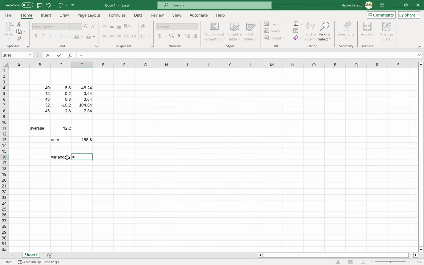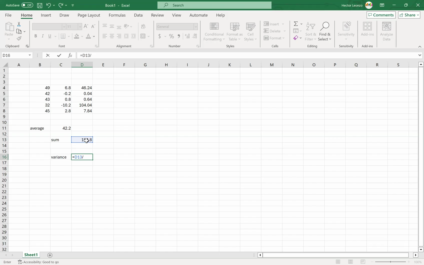I'm gonna go equals. It is the sum of the square deviations divided by... Now, very interesting thing. There's 5 numbers in our sample, right? So n is equal to 5. I'm gonna divide this either by 5 or 4.